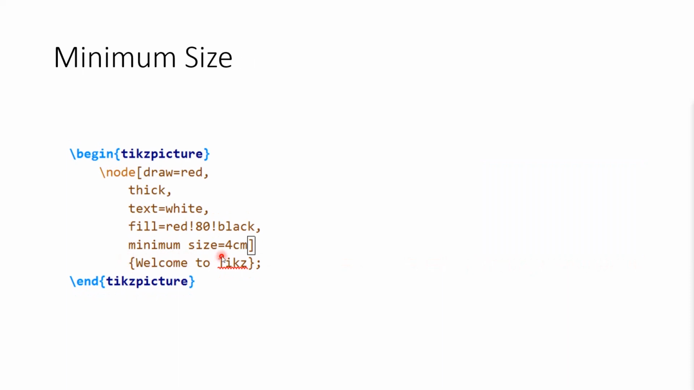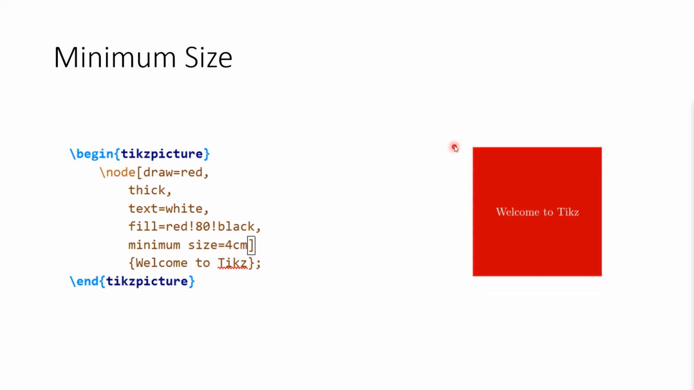Next is minimum size. minimum size=4cm. It specifies the width and the height of the node. In this case, the height is 4 cm and the width is also 4 cm.